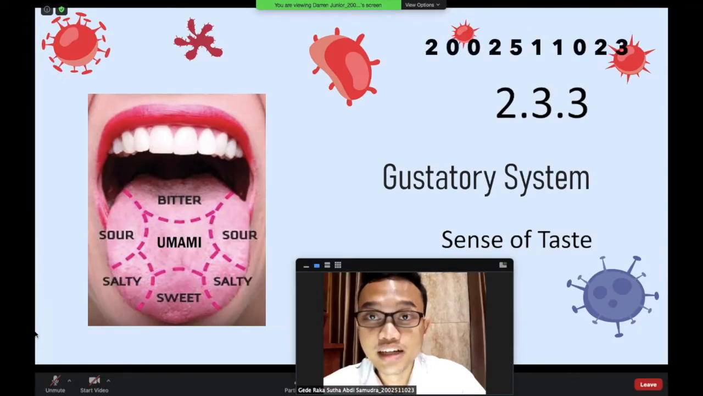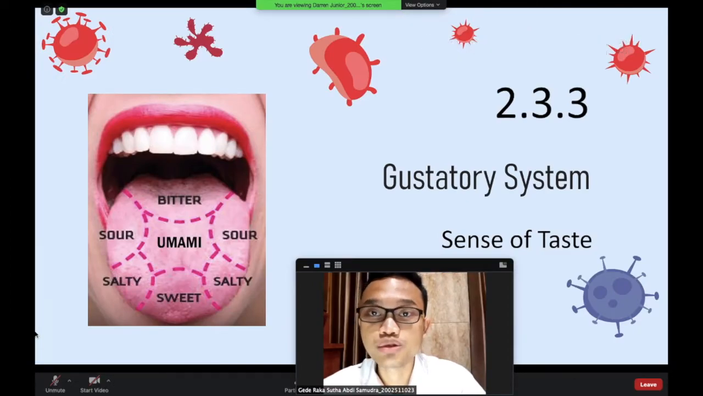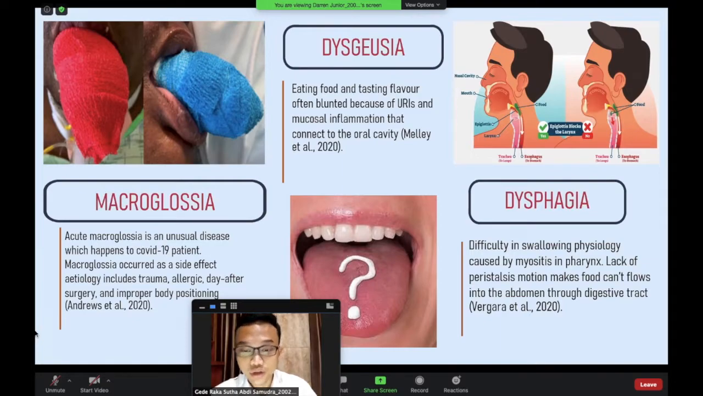My name is Gede Sutha Samudra. In this opportunity, I would like to present to you about gustatory dysfunction. As we can see, the gustatory system is all about the human tongue. The tongue is divided into 5 parts based on the taste buds, which can detect 5 tastes, including salty, sweet, bitter, sour, and umami. First is macroglossia.